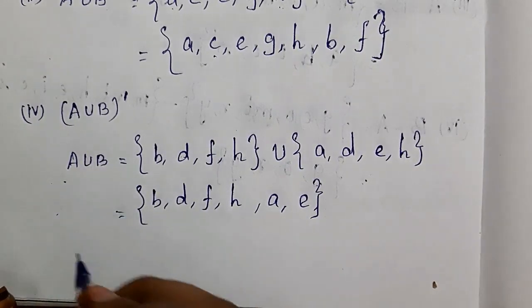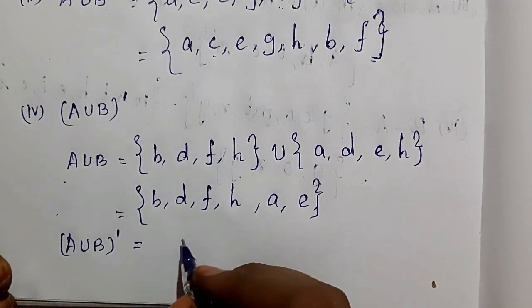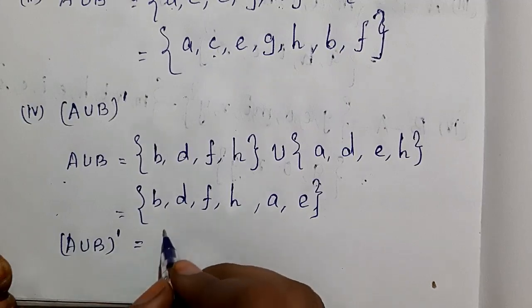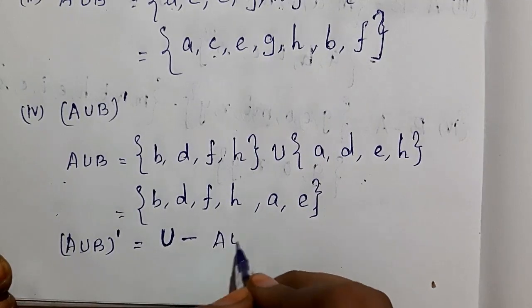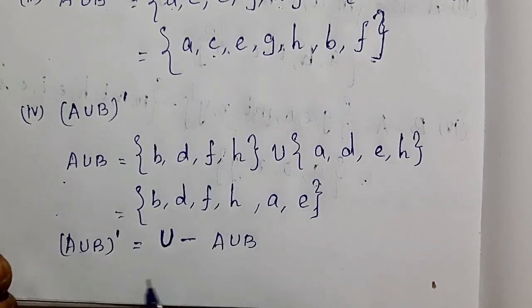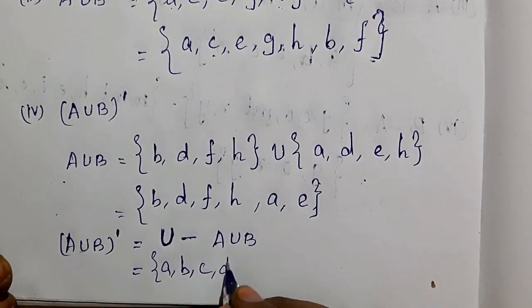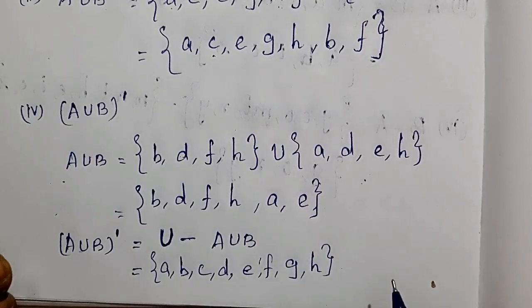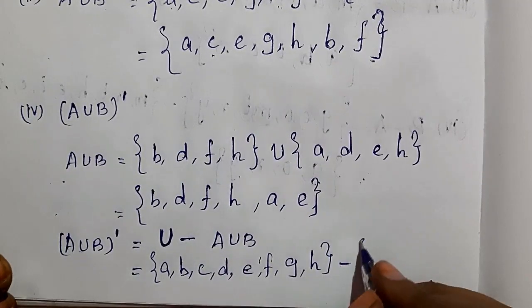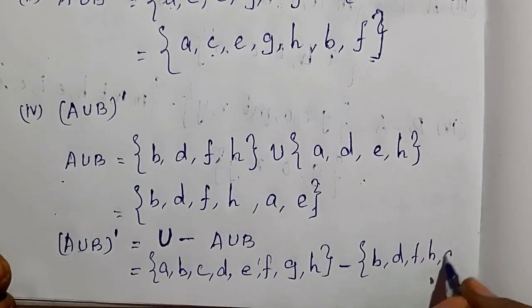So we need A union B complement. Wherever you see complement, you have to remove A union B from the universal set. From the universal set, just remove what is inside A union B. So that is equal to, your universal set is A, B, C, D, E, F, G, H. This is your universal set. Then minus A union B, which we just found, B, D, F, H, A, E.